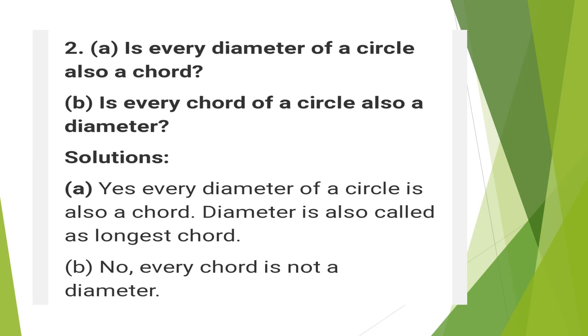Question number 2. Is every diameter of a circle also a chord? Yes, every diameter of a circle is also a chord. Diameter is also called the longest chord in a circle. Is every chord of a circle also a diameter? No, every chord is not a diameter. Only the chord passing through the center is called the diameter.